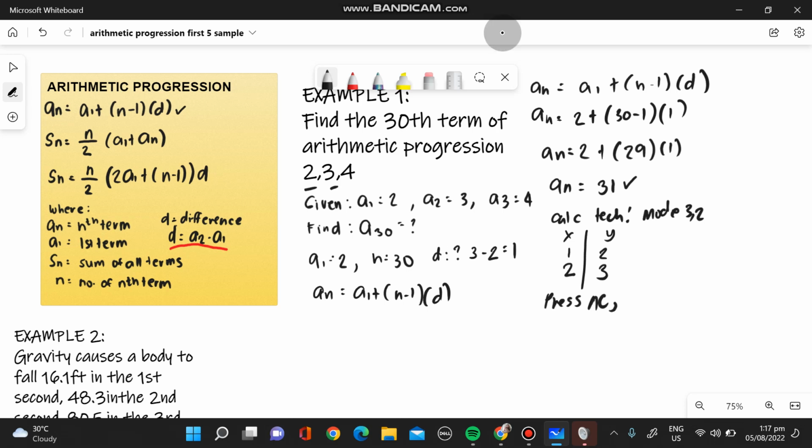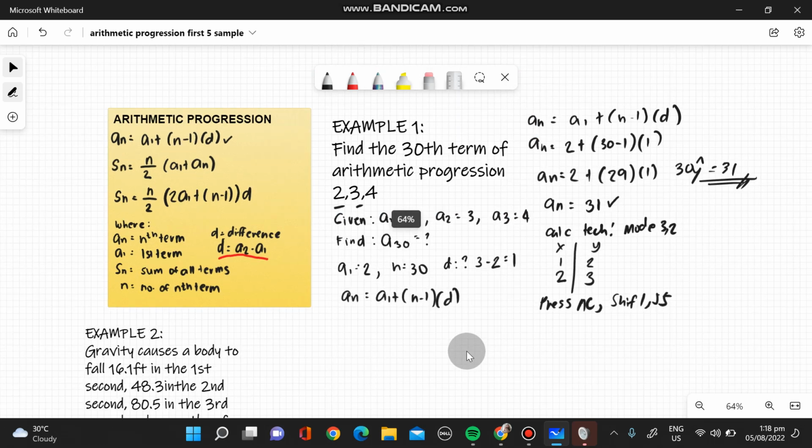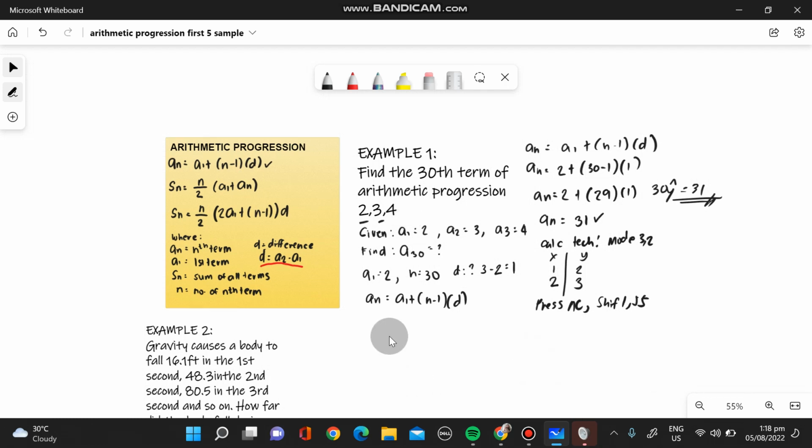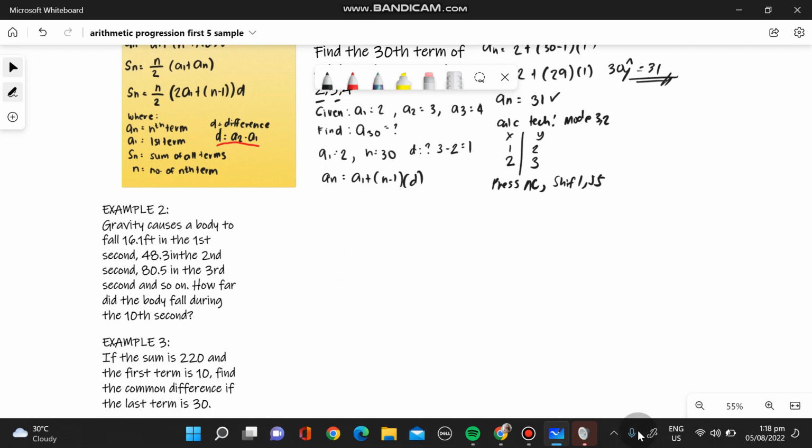Then, shift 1 5 5. Shift 1 5 5. So we will have this value, y hat, and then we're finding the 30th term, which is equals to 31. So what's the purpose of the calculator technique? Calculator techniques help us to evaluate or check our answer. So let's head on to our second example.